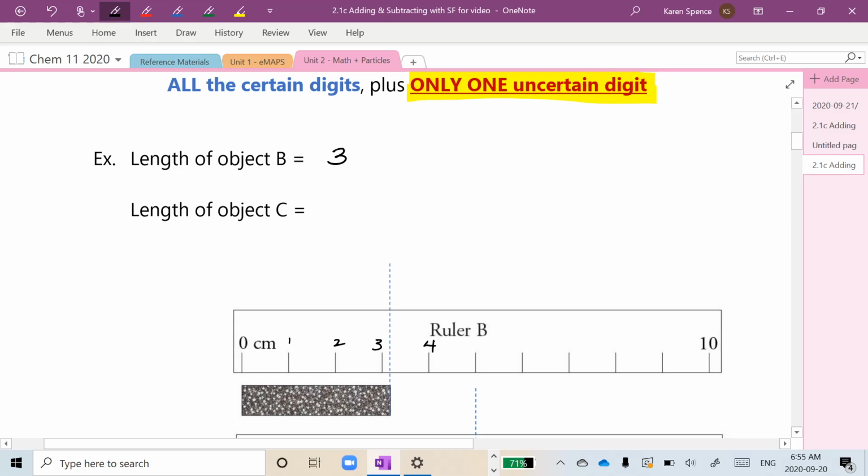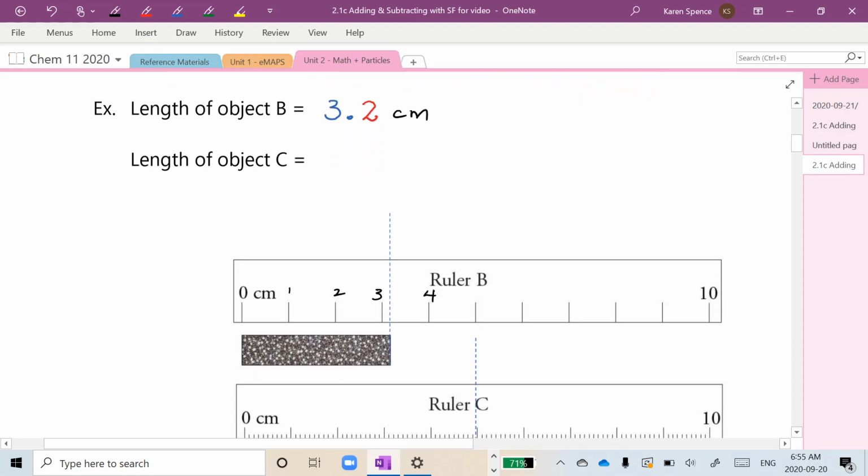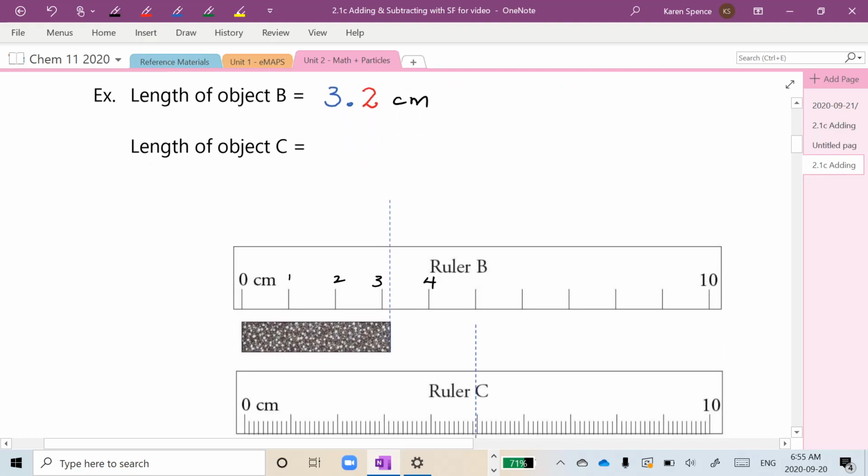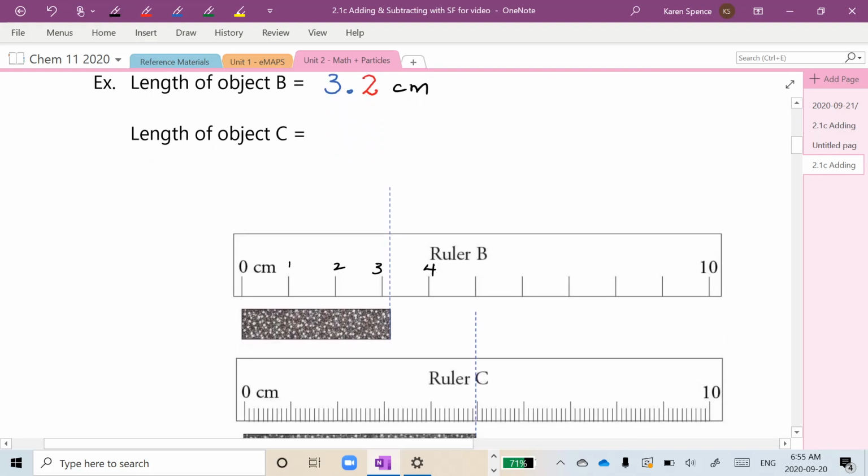Oh, and I said I would color code, so let's color code. So this is 3 point, and I can't know for sure that that's a 2. I'm going to guess that it's a 2, so I'm going to put my uncertain digit in red. So that's 3.2, and then I have to include my unit. Don't forget that on your test if you're writing a measurement. 3.2 centimeters.